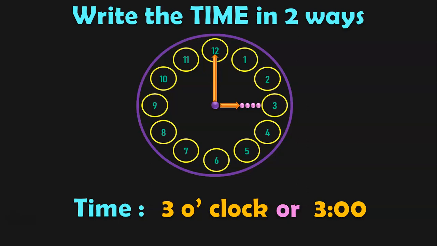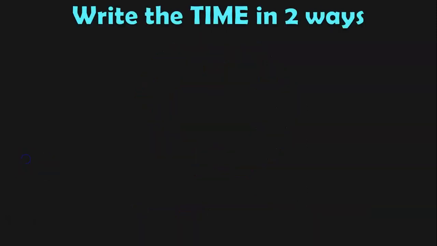That is, when the long hand points to 12, the short hand indicates the hour. How to calculate the minutes when the long hand or the minute hand points to numbers other than 12 will be learnt in higher classes. Let us do the next example now.